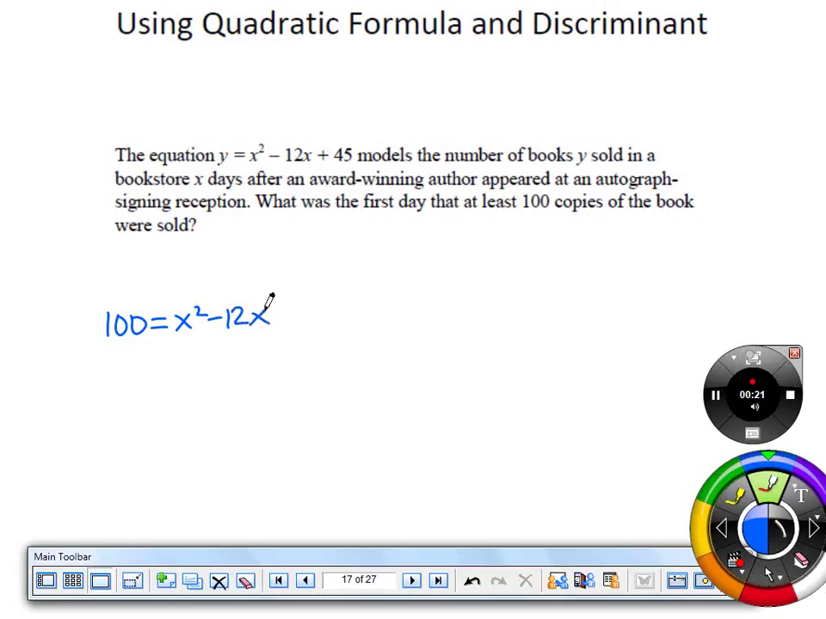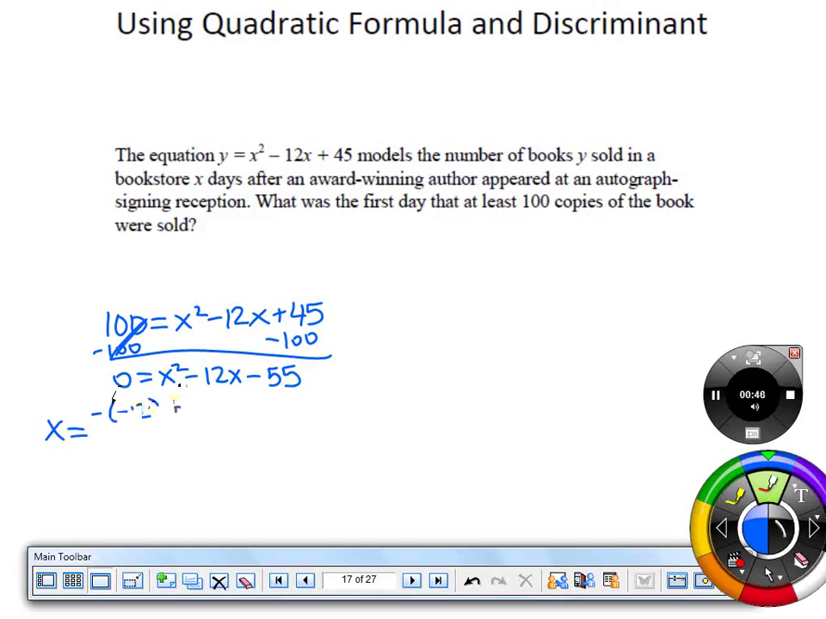So here's what I have, and I'm looking for the number of days, which is x. So I'm going to subtract 100 from both sides to have it set equal to 0. So I'm going to have x squared minus 12x minus 55. And then I'm going to go ahead and solve this using the quadratic formula.